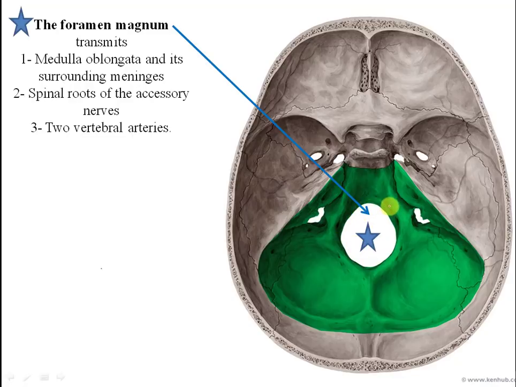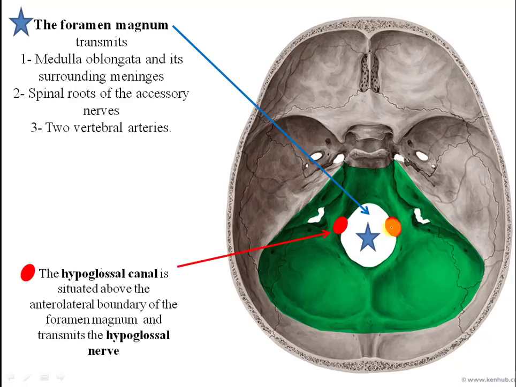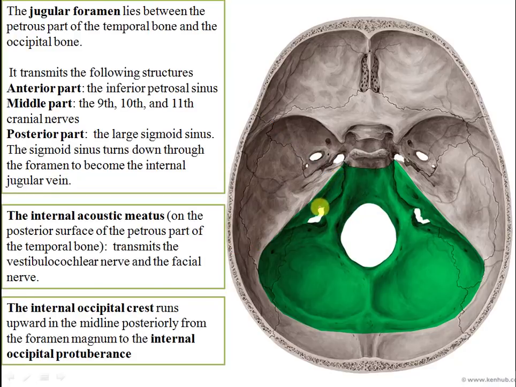Up to now we know that the medulla oblongata continues as spinal cord. Here at the sides of the foramen magnum, we have two foramina or two canals for the passage of the hypoglossal nerves, so these are called hypoglossal canals. Between the petrous part of temporal bone and the occipital bone, we have this large foramen. This large foramen is called jugular foramen for the passage of the internal jugular vein.